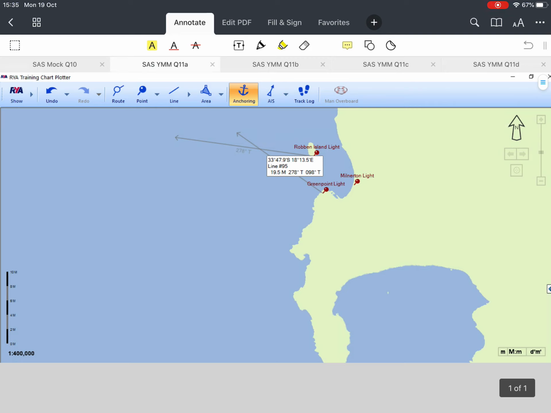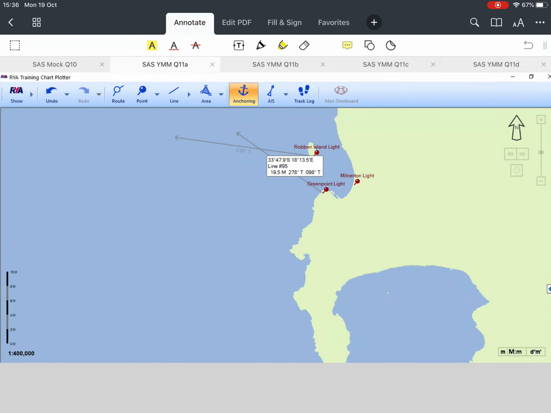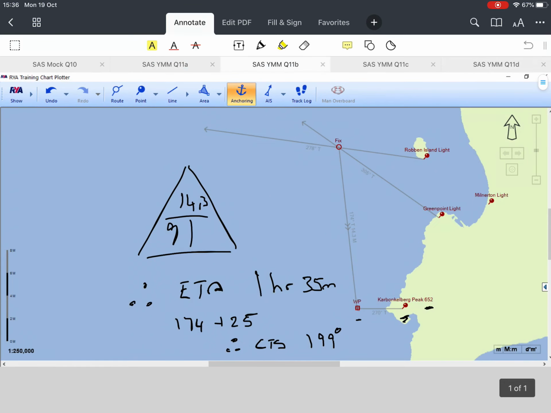Okay, question 11A. There's our position. We had to convert our handheld compass to true bearings and find our position. Just note, this program does give me the reciprocal numbers as well, so keep that in mind. Okay, sorry about the fluttering there. Let's go to question B.